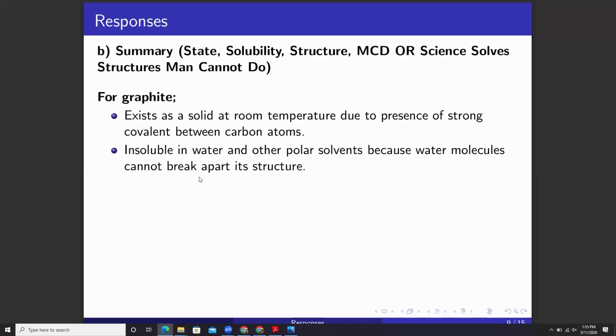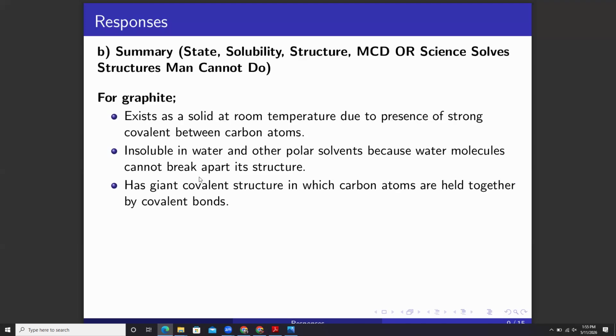Then what is the type of structure here? It has a giant covalent structure. The giant covalent structure has atoms joined together by covalent bonds. So here we are going to say that graphite has a giant covalent structure. Why? Because that structure is made up of carbon atoms which are held together by covalent bonds. Diamond has a giant covalent structure in which carbon atoms are held together by covalent bonds. Sand has a giant covalent structure in which silicon and oxygen atoms are held together by covalent bonds.